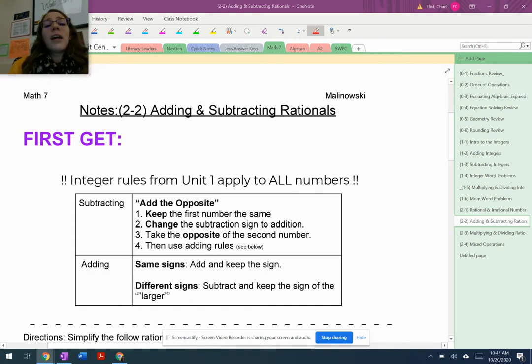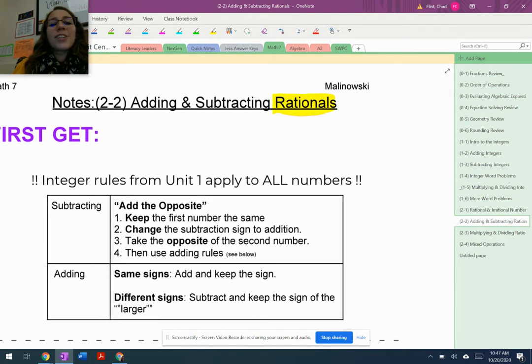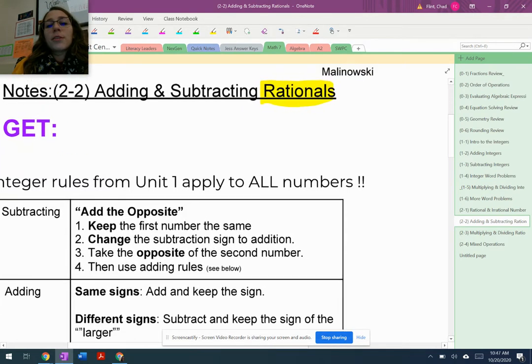Annoying, totally. So notes for 2-2, adding and subtracting rationals. And the first thing we're going to start with is talking about what that rational number is, or reviewing that, because that definition is so very important.